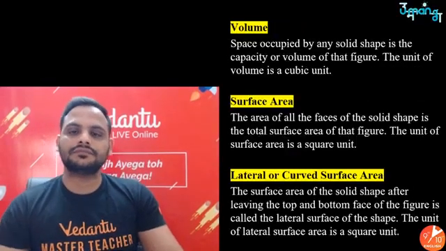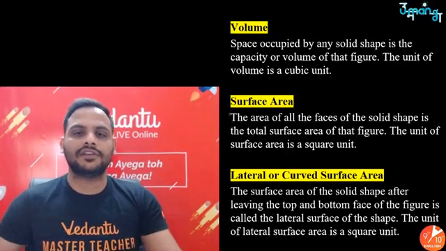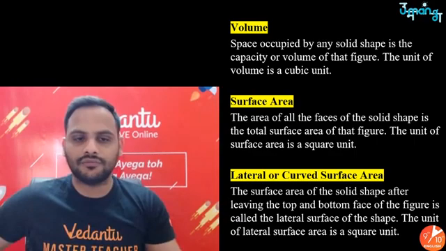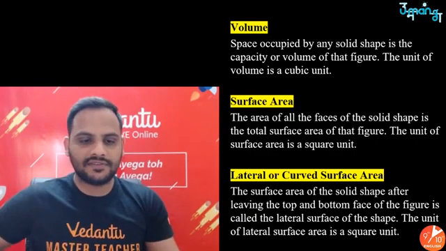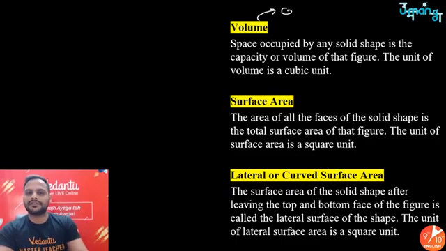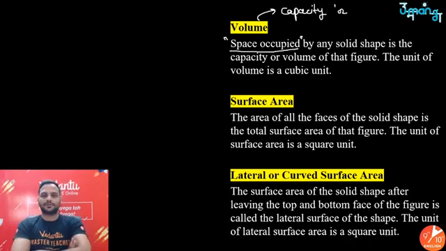All right. Now, understanding the meaning of all these three is very important. Remember first thing, the volume. Remember this thing. What is a volume? Volume is the capacity of any object, or space occupied by any solid. How much space is being occupied by any solid?